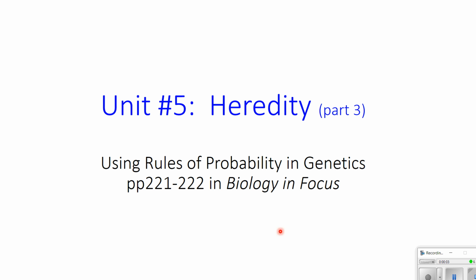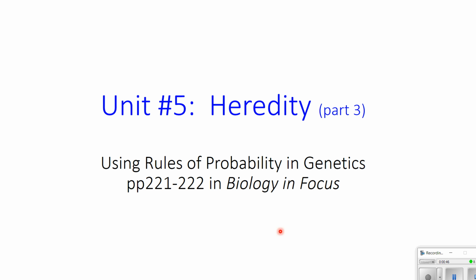In this lesson, part 3 of Unit 5, we're going to examine the basic rules of probability. These are the same rules that apply when you roll dice in Monopoly. If you wanted to calculate the probability of the dice landing on 8 or 11 or 12, or the rules of probability that determine that every time you toss a coin, you have a 50% probability of it landing on tails. Those same rules of probability can be applied to genetics.